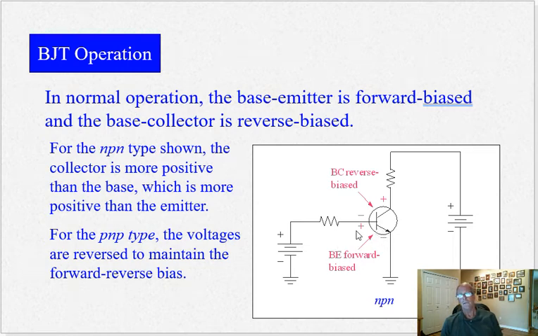The base-emitter junction is forward biased, as you see here, with the positive going to the base. And the base-collector is generally reverse biased. The collector power supply is right here, and it goes through a current limiting resistor to the collector. For a PNP type, everything would be reversed. The arrow goes backwards, and the base voltage is reversed, as is the collector voltage.